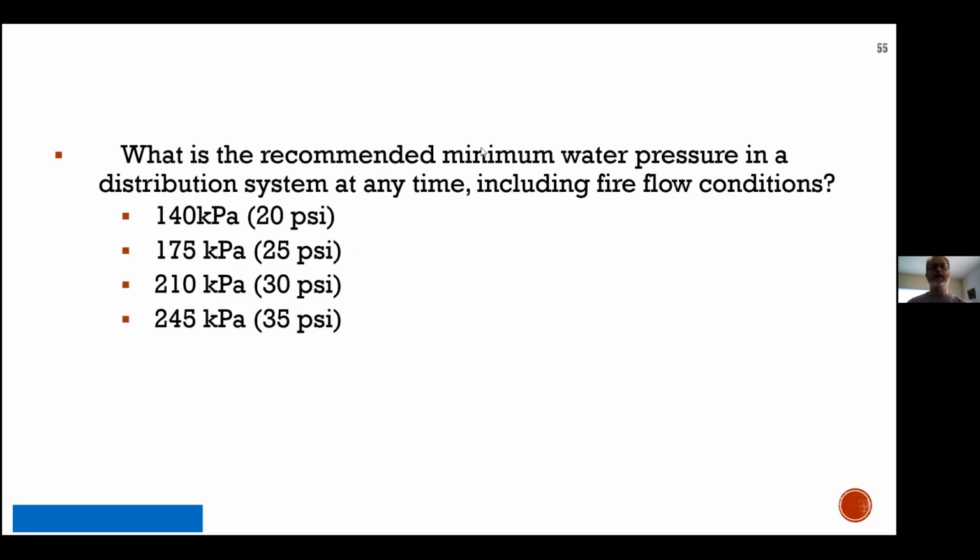What is the recommended minimum water pressure in a distribution system, including fire flow? So we talked about that being the minimum. It's actually the arrow's in the wrong place. 140 kPa, 20 psi. I think that's just the slide. It's a little lopsided. 140 kPa minimum, including fire flow. Static, we want it to be higher, but remember, dynamic is when everything's flowing.